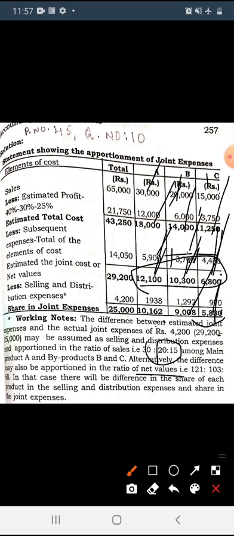Okay, here we completed the 4th and 5th chapters. The 4th chapter is accounting for joint products, and this 5th is accounting for byproducts. Here we completed both the chapters, accounting for byproducts and accounting for joint products. From next class we will see some other chapter.